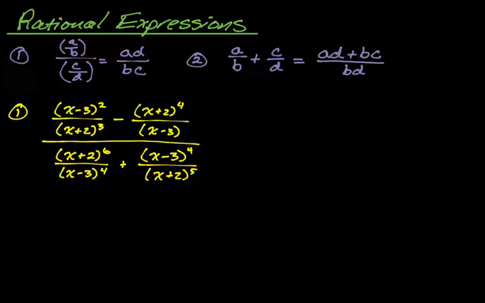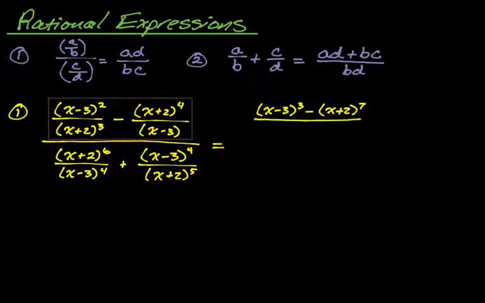Poor choices were made. All right, what we do is we focus on just the numerator, and we're going to simplify that into a single fraction. So that's going to give me, getting a common denominator, x minus 3 cubed, and then minus x plus 2 to the 7th, all over just the product of those two things. So x plus 2 cubed and x minus 3. All right, now that's just the numerator.